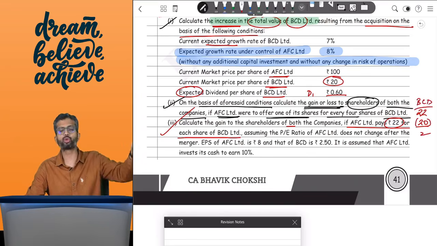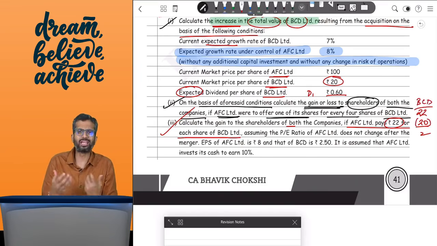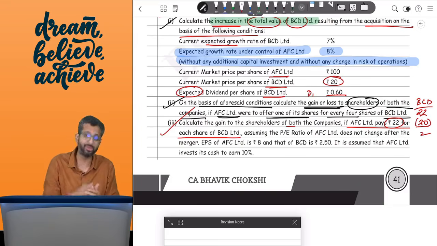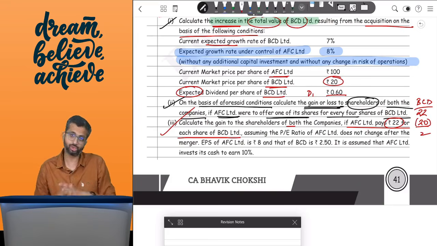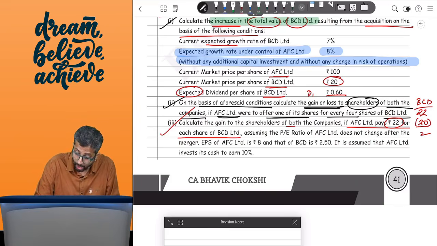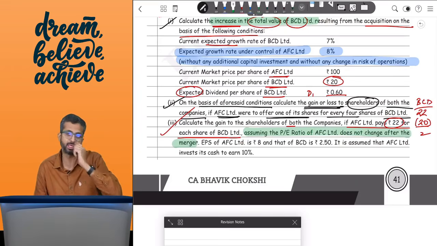Sir, I need to find the post-merger MPS. BCD shareholders are not getting shares in the post-acquisition entity. So whatever be the post-merger MPS does not really matter. It is for BCD shareholders. But does it matter to AFC shareholders? Yes. So if different growth rates are given, we will sit and try to calculate the price. However, if you read further, they say assuming PE ratio of AFC does not change after the merger. They are giving you a specific instruction and hence you will have to follow that.